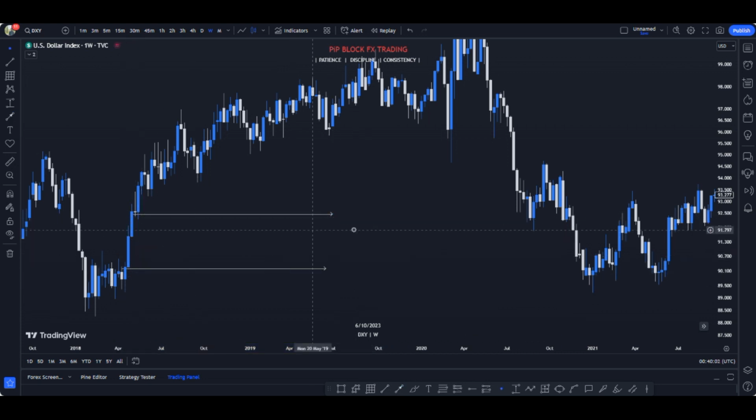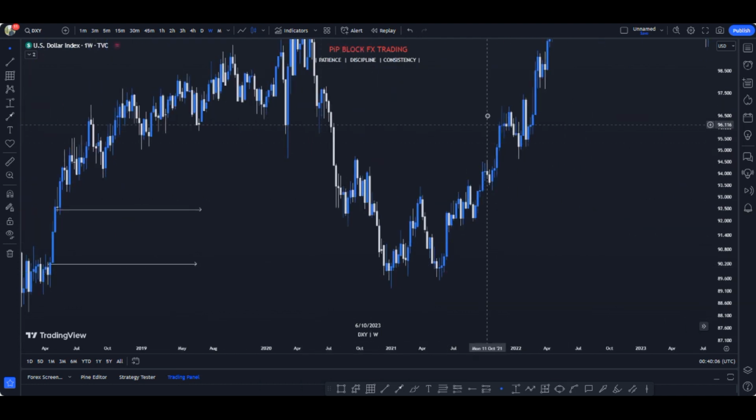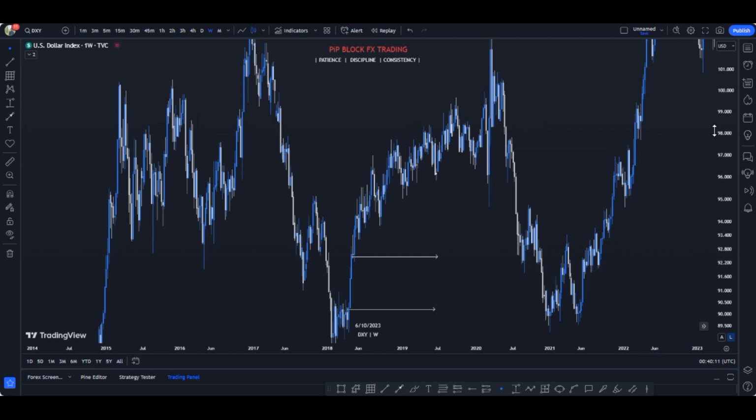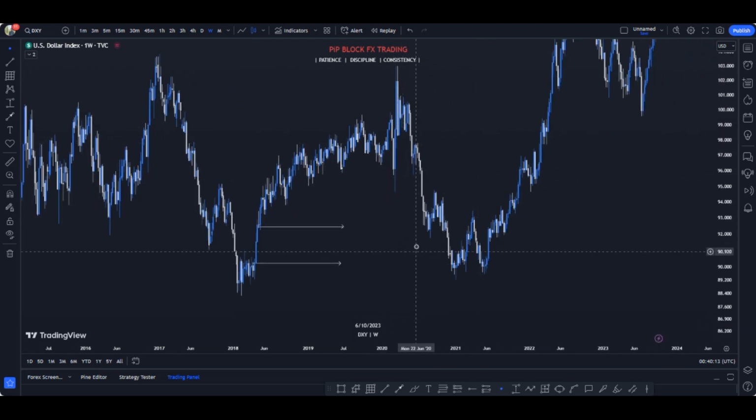Because we have these tiny ones, and then later in future, price came to trade to completely fill it before moving up. So this very, very big imbalance here took a very long time on the weekly time frame to fill before we move.